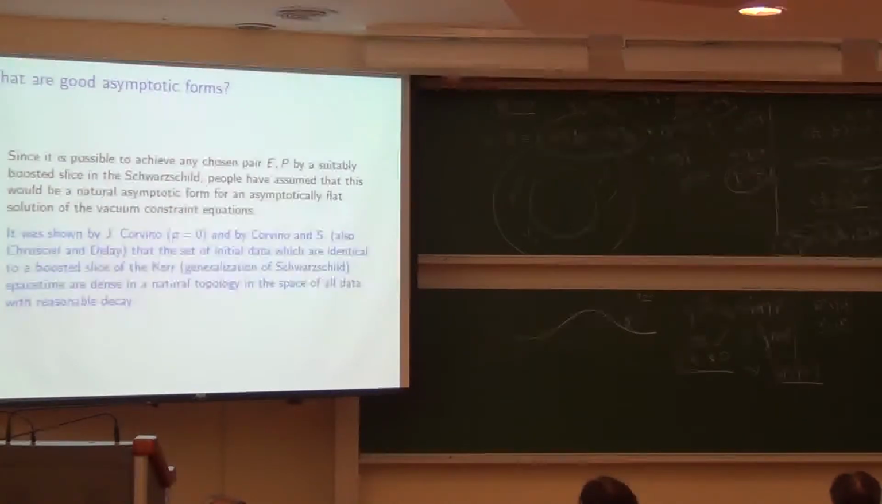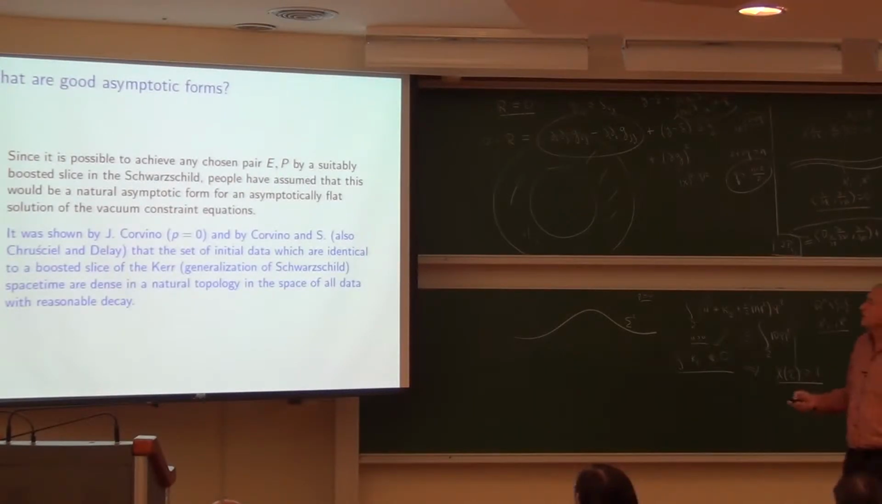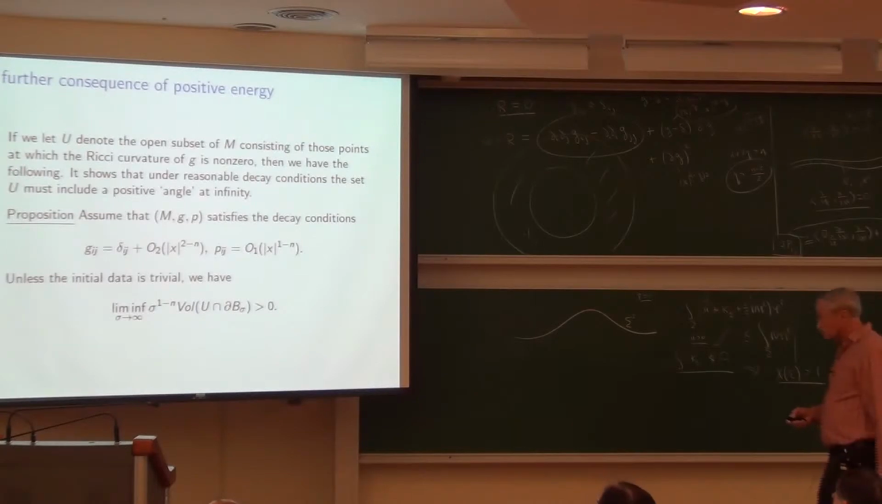It's a boosted slice of actually the Kerr, which is the only difference. So the Kerr is a generalization of Schwarzschild to rotating black holes. So there's an angular momentum parameter. And that's a theorem that says that this sort of idea that people had is justified in the sense that it's really enough to consider data like that in general.